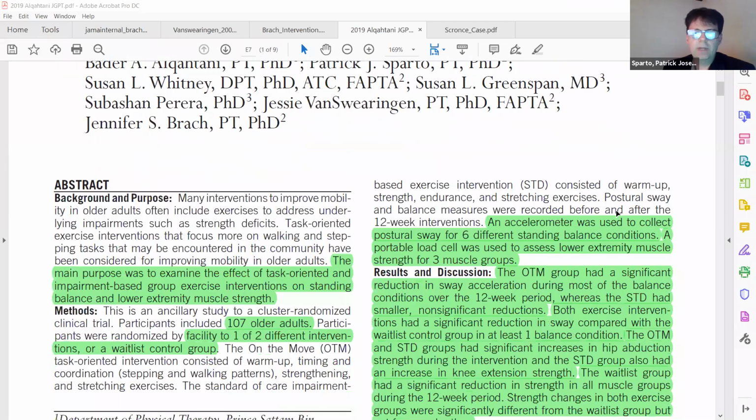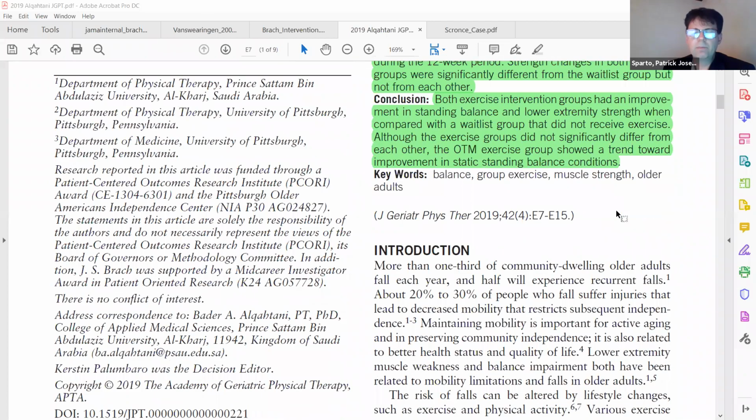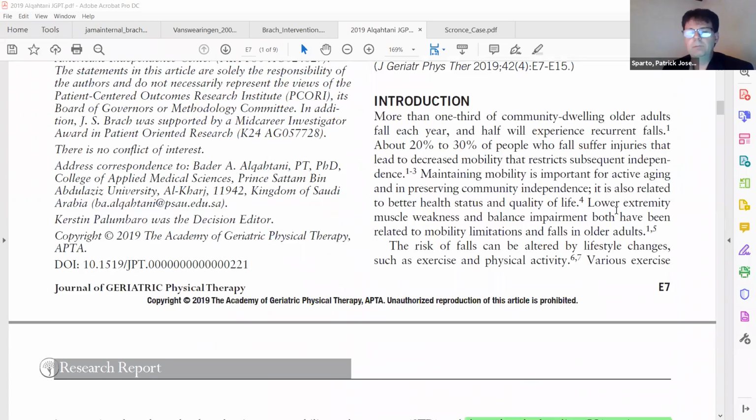So I'm going to skip over the abstract, which has all of the main details, but starting off with the introduction, you don't need me to reiterate the statistics that everyone knows about the morbidity and mortality of falls that occur in older adults.